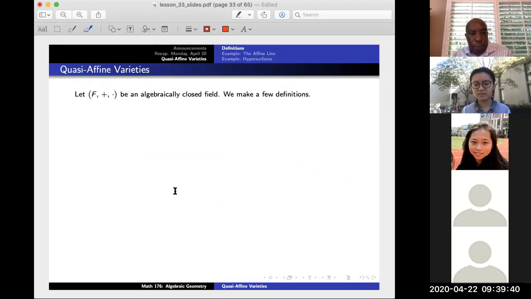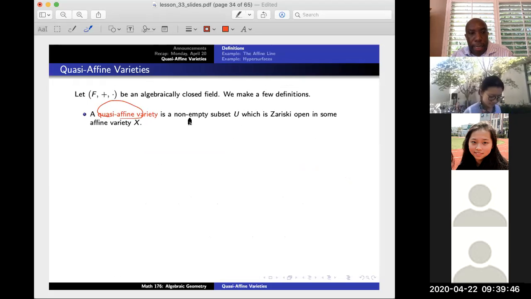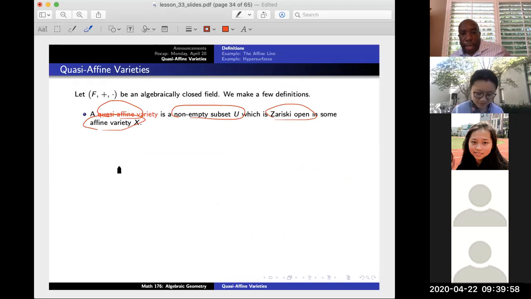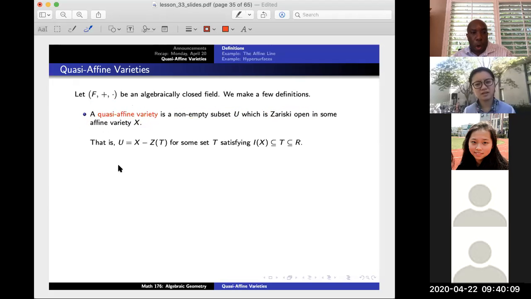Okay, so now here's some new things. A quasi-affine variety is a non-empty subset U, which is Zariski open in some affine variety. I'll say that again, let's try to break down what that means. A quasi-affine variety is a non-empty subset that is Zariski open in some other affine variety. Zariski open, remember, means it looks like the complement of some Zariski closed set, and this thing here better contain our ideal IX.